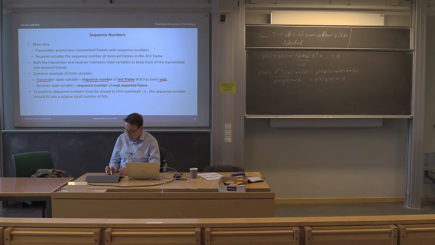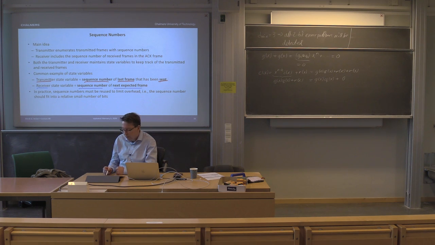The receiver, however, will also have a state variable. It's the sequence number of the next expected frame. So this is the sequence number we're waiting for at the receiver side. One can do this in different ways, but this is the convention that we will use. If one doesn't keep this straight, it's very easy to get confused in the future slides, and also when you want to implement this in your project, you want to keep track of the meaning of these state variables.